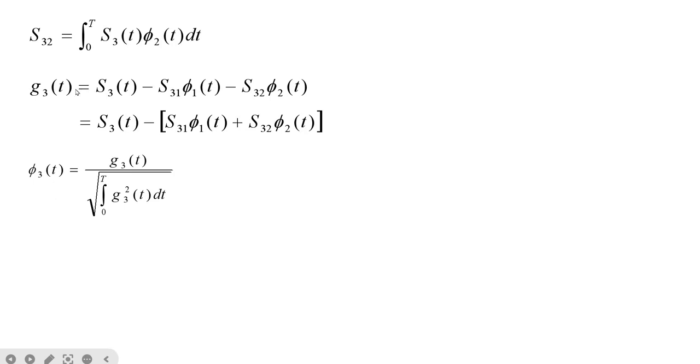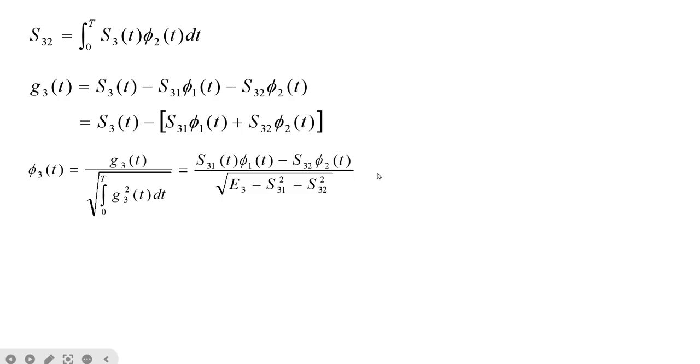Now we need to find the value for phi 3 of t. Phi 3 of t will be G3 of t divided by the square root of integration 0 to T g3 square of t dt. So again we need to substitute the value as we did in the previous one, when we got the intermediate function g2 of t. Similarly here we have to substitute for g3 in phi 3. Previously we substituted the value for g2 in phi 2. Now we have to substitute the value of g3 into phi 3. So when you substitute, you get this.